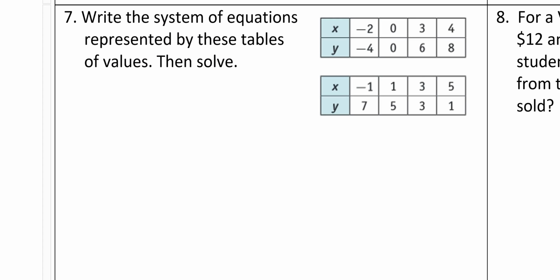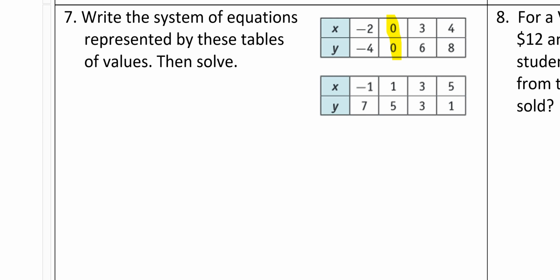All right, number 7. We're going to write the system of equations represented by these tables, and then we're going to solve. So remember, to write a system, or to write an equation of a table, you need two things. You need a slope and a y-intercept, or a slope and a point. So first thing we're going to do is look at table 1 here, and notice right off the bat I can see the y-intercept is 0.